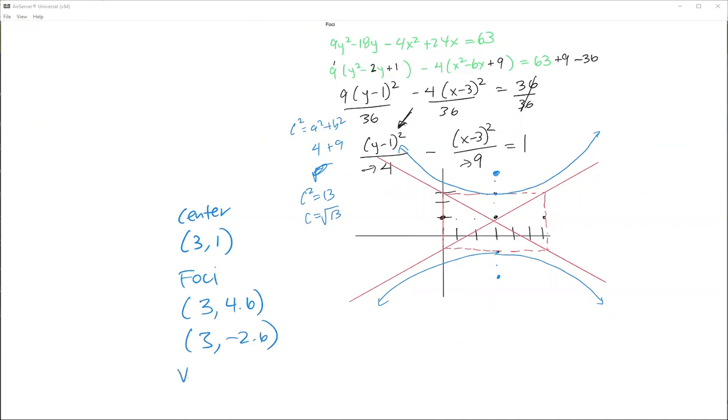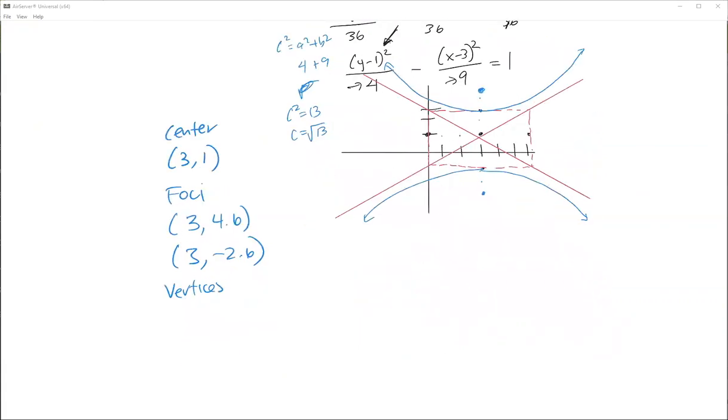Vertices. There are 4 vertices here. This is a vertex. This is a vertex right here. These are the major vertices. And so you go up 2 from the y value. So it will be 3, 3. Sorry, okay. It'll be 3, 3 and 3, negative 1.